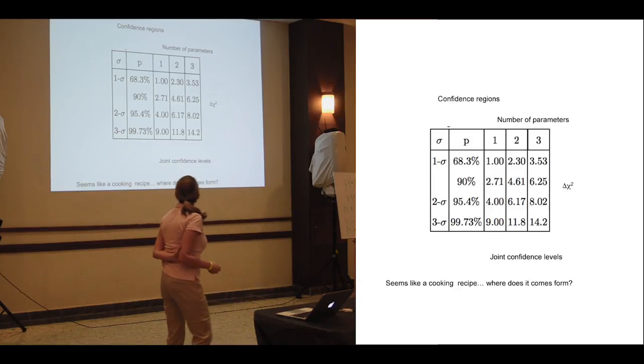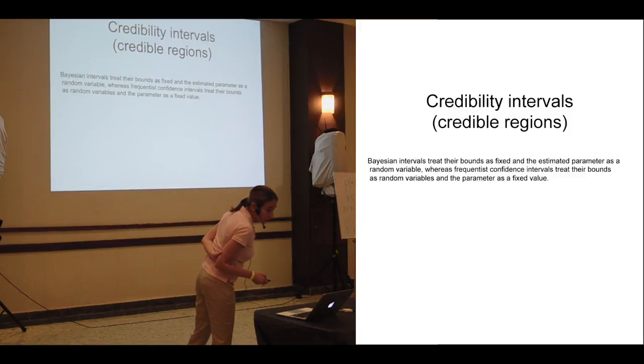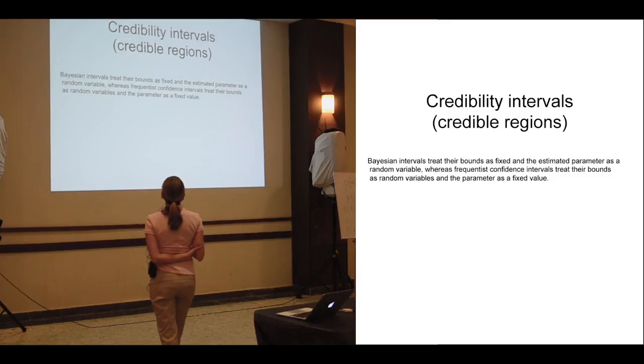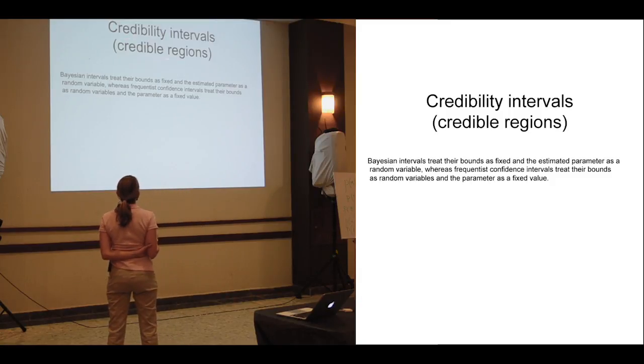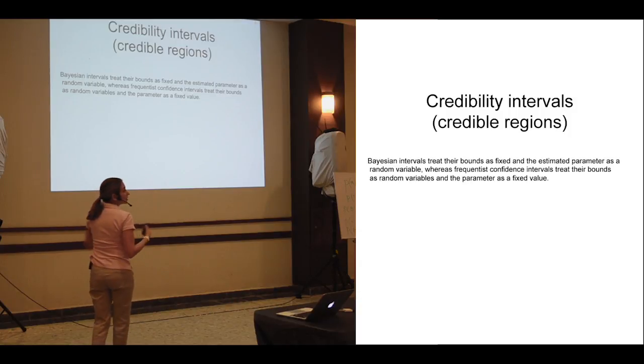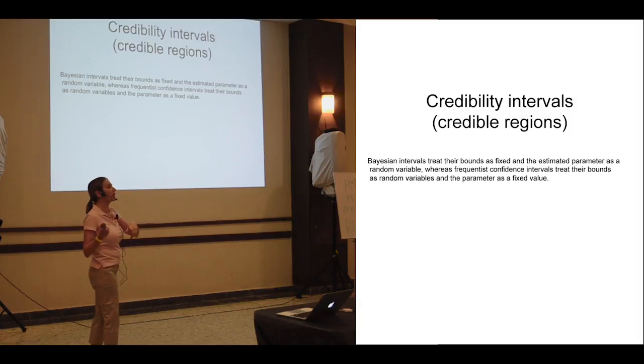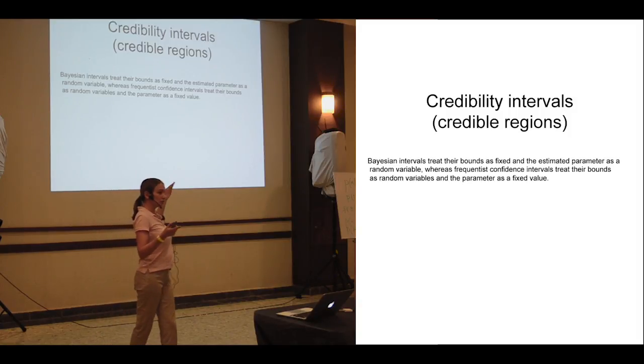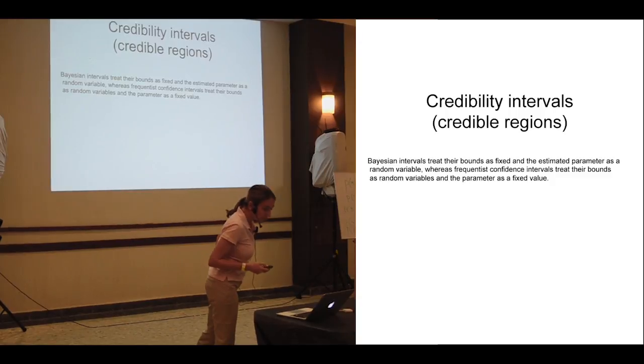Okay, so it seems like a cooking recipe which works. Where does it come from? Before we go on, I want to define what credibility intervals and confidence regions are. Bayesian intervals treat their bounds as fixed and the estimated parameter as a random variable, while frequentist confidence regions treat their bounds as random variables and the parameter as a fixed variable. That goes back to what Alan was explaining, the difference between the Bayesian and frequentist approaches.